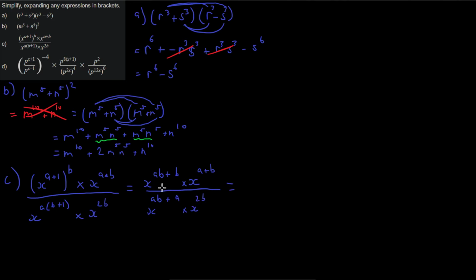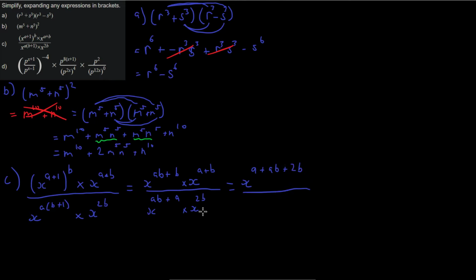Now what we can do is, because our bases are multiplying and they are equal, we can just add the powers. So here we've got an ab, we've got a b, we've got an a, and we've got a b. So that'll be a plus ab plus 2b all over.